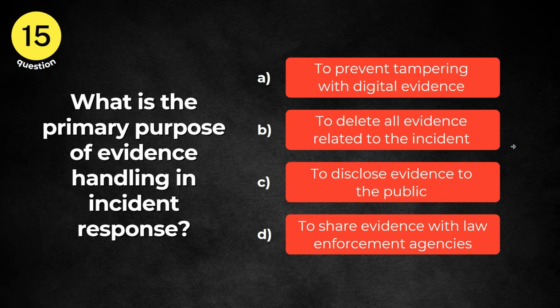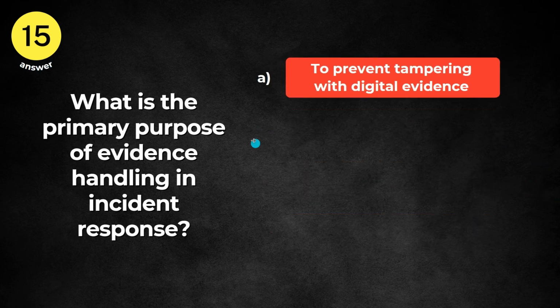Number 15. What is the primary purpose of evidence handling in incident response? A. To prevent tampering with digital evidence. B. To delete all evidence related to the incident. C. To disclose evidence to the public. D. To share evidence with law enforcement agencies. The answer is A. To prevent tampering with the digital evidence. Again, another question about handling your evidence.